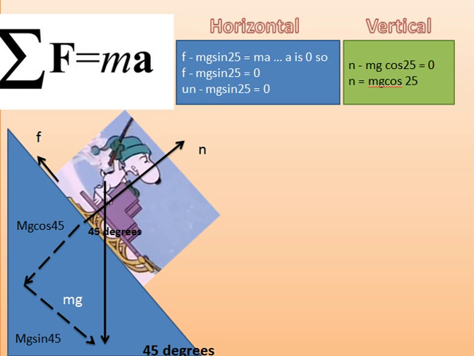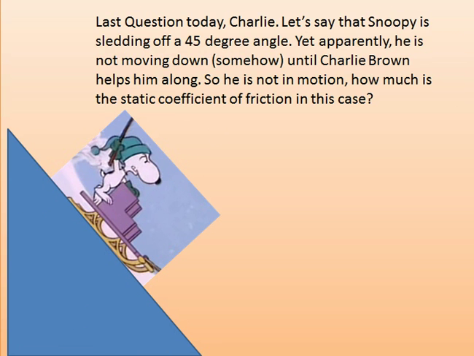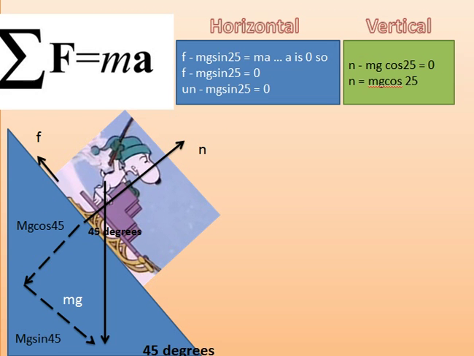Okay, so now let's get into some of the algebra part. We take Newton's second law, and we look at the horizontal and the vertical. With the horizontal, we're dealing with the friction. We're dealing with mg sine 45, and then it equals ma. However, because there's no acceleration currently, we are at rest. a is 0, so therefore this whole thing is set equal to 0.